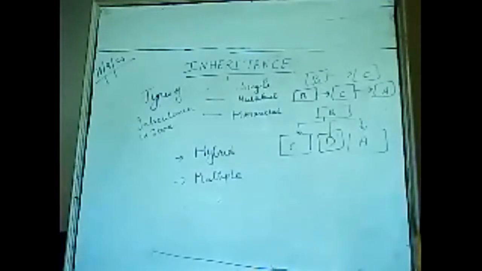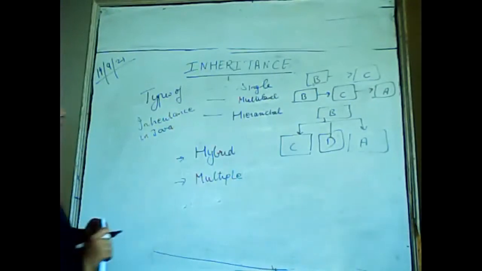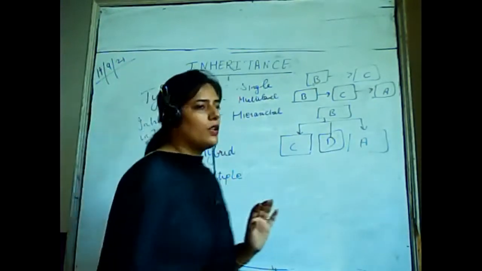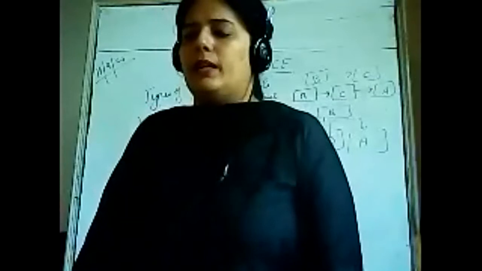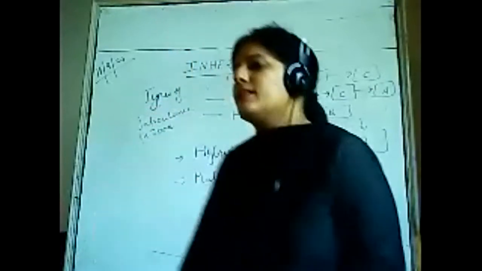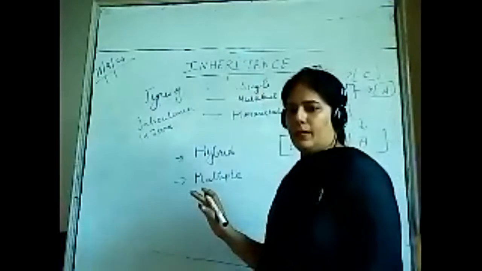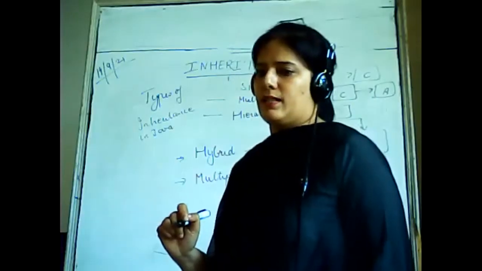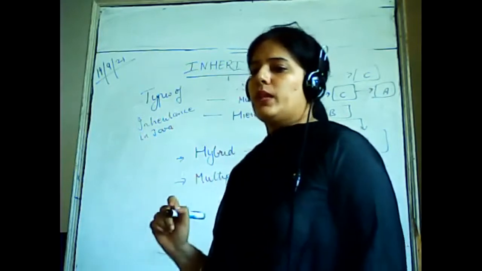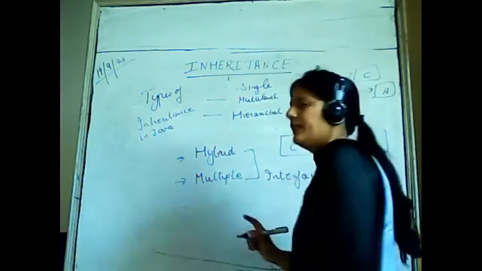Both these types of inheritance are not directly implemented in Java. So directly we cannot implement hybrid and multiple inheritance. But there is a new concept in this case, known as interfaces, with the help of which we can implement both these inheritances.